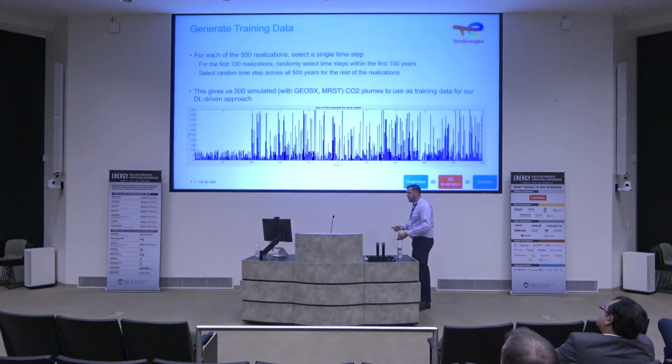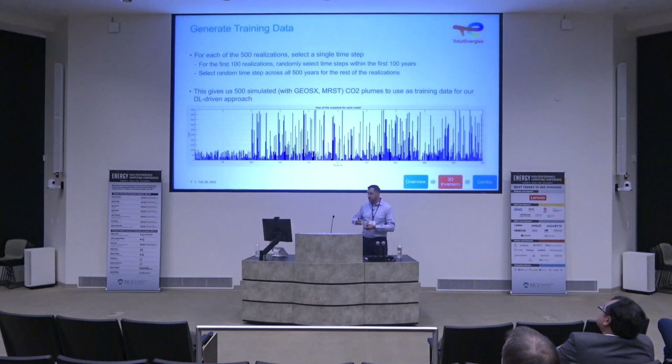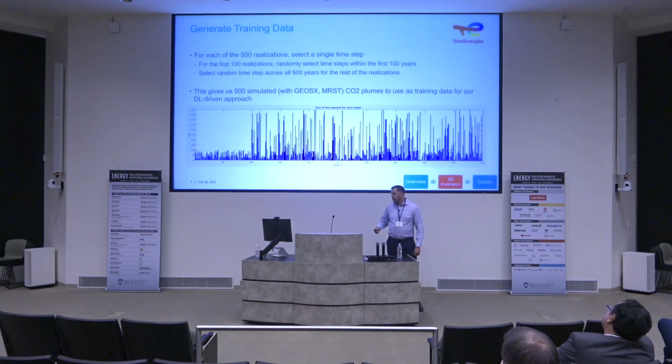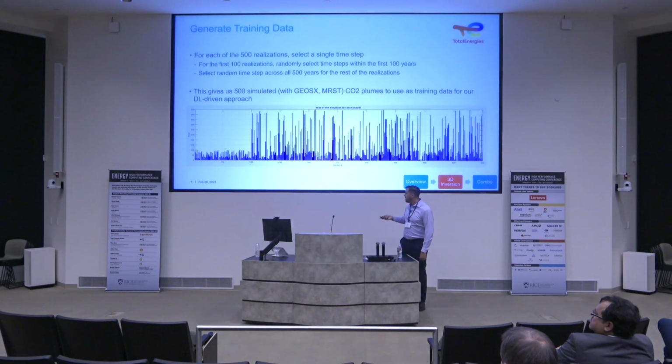Right, so we have 500 realizations. We generate 500 different time steps. And what we're going to do is select at random a time step from each of these simulations, right? For the first 100, we're going to select time steps from the first 100 years, and then for the remaining 400, we'll select time steps from across the entire 500-year period.